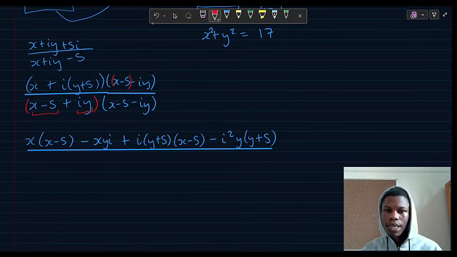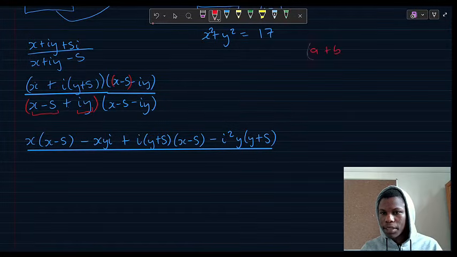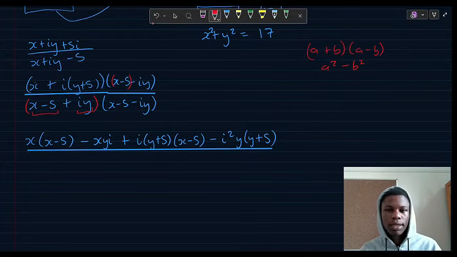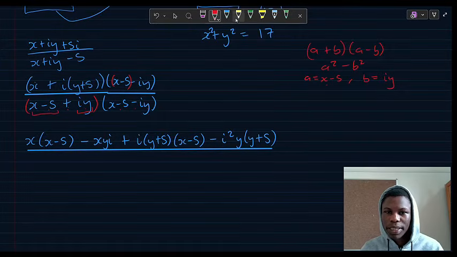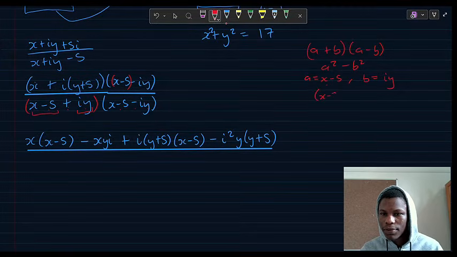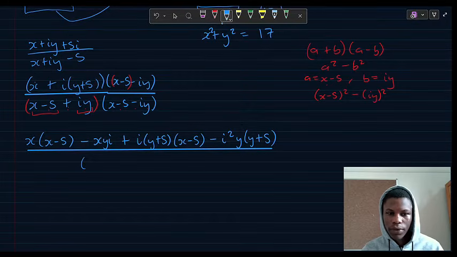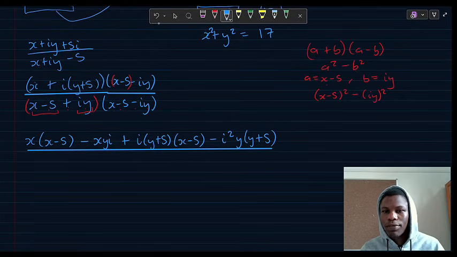In the denominator, note that we've got a difference of 2 squares, right? Remember, if you have anything of the form a plus b times a minus b, this is a difference of 2 squares. It becomes a squared minus b squared. So in our case, we can say a is x minus 5 and b is the iy. So I hope you can see that this is a plus b times a minus b. So this should just simplify to a squared minus b squared, which should just be x minus 5 squared minus iy squared, right? That's what we have on the denominator.